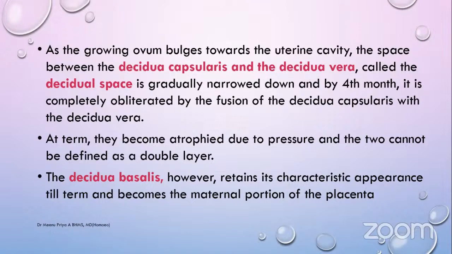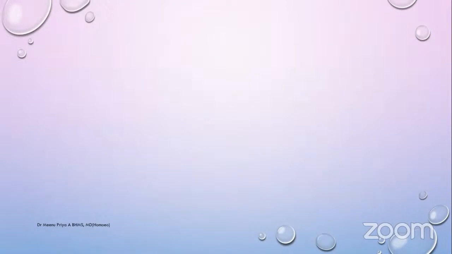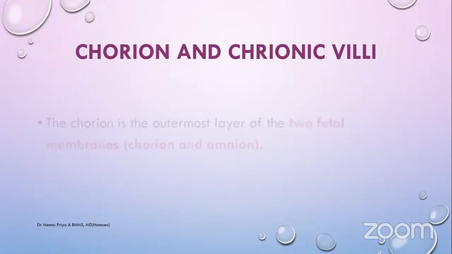So, after further development, what happens? The placenta starts forming. Once the placenta starts forming, we'll be seeing it has two surfaces. So, the maternal part of the placenta is decidua basalis. Just remember. Next, chorion and chorionic villi.